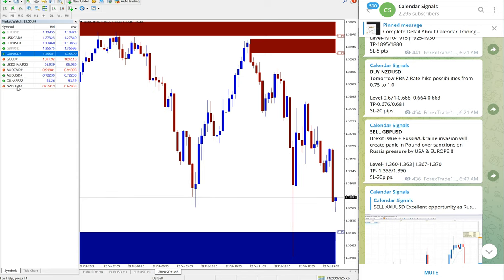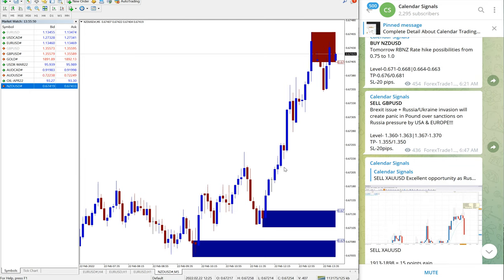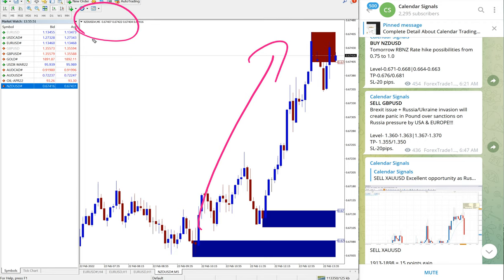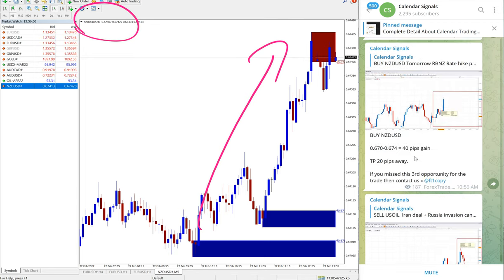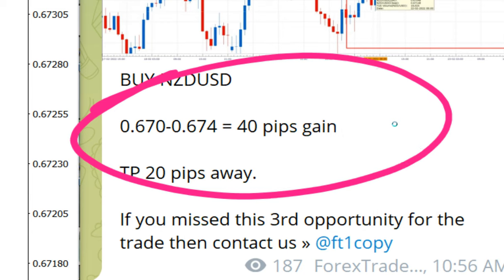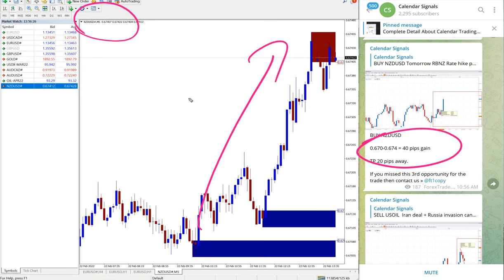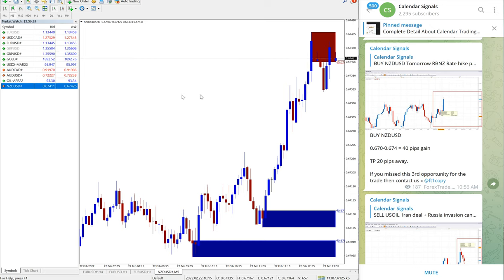Then the next signal is NZDUSD. Again, a buy signal we gave, and you can see the clear uptrend here on the NZDUSD chart, and it is still in the uptrend. NZDUSD also moved in our predicted direction and made a profit of 40 pips that we updated on our channel at 10:56 AM GMT. 0.670 is the entry, till 0.674 it moved, 40 pips gain, and the target was just 20 pips away, and we hope it will reach our target soon, God willing. And this is the NZDUSD signal performance.